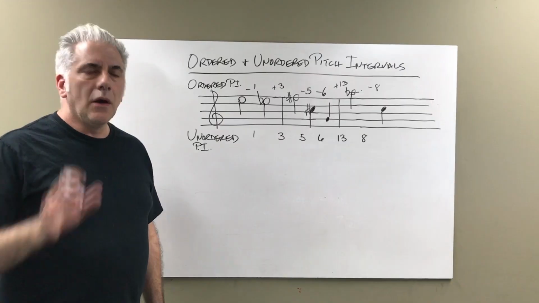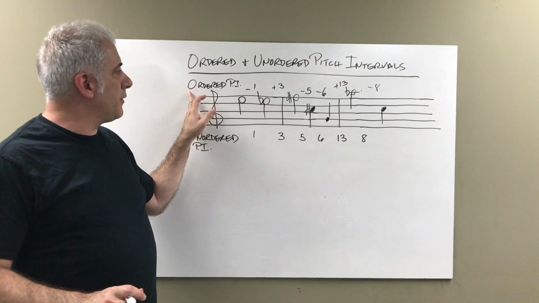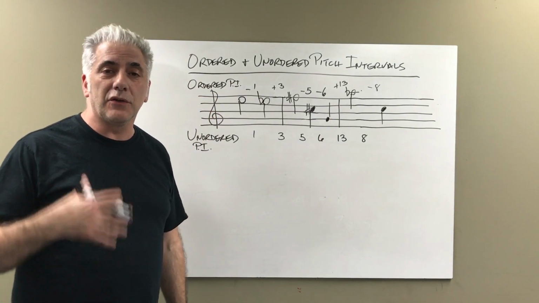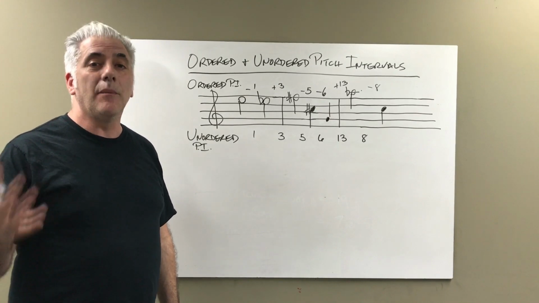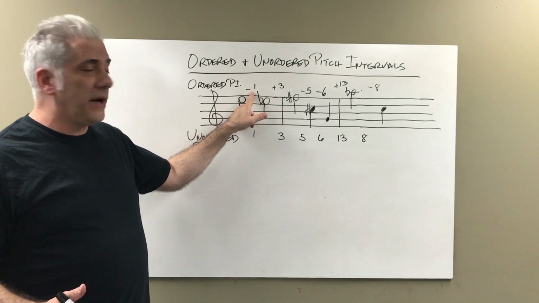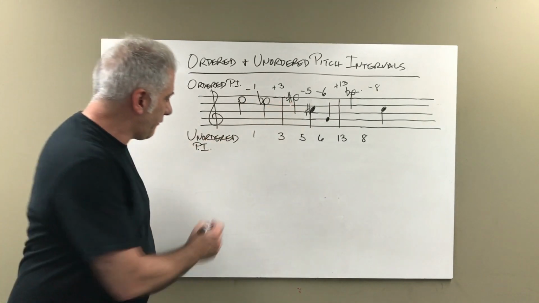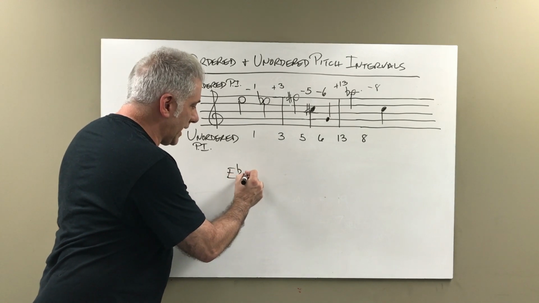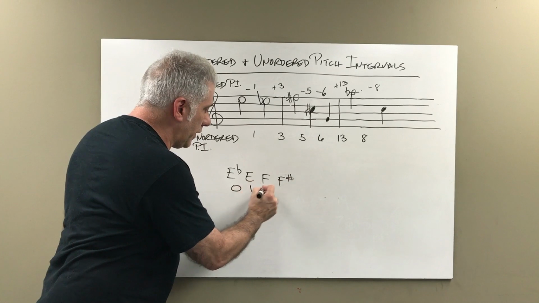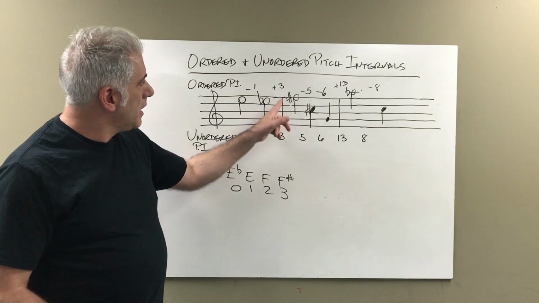Let me show you. Okay, we have our ordered and unordered pitch intervals here. On the top are the ordered pitch intervals, which give you the exact description of whether the interval is ascending or descending and how many semitones there are. So from E to E flat is -1. From E flat to F sharp is +3. If you think about it, E flat to E to F sharp, right? 0, 1, 2, 3. That's our +3. That's where you get that interval.